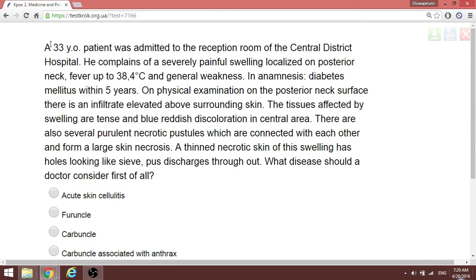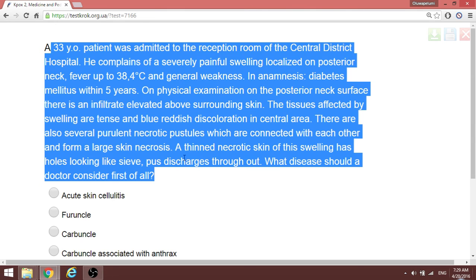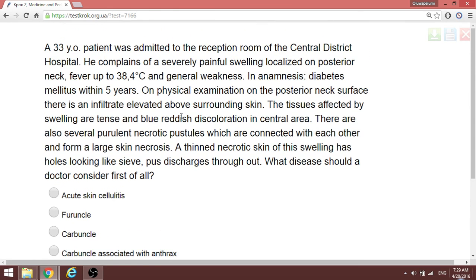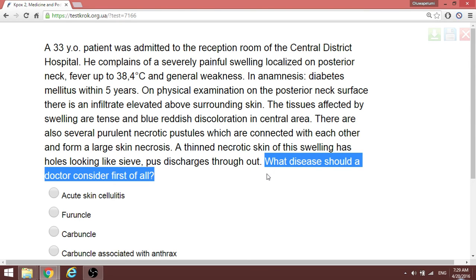See, all these beautiful stories, when we see it in the exam and you see the option, the last question is, what disease should a doctor consider first of all? In fact, a friend advised that when you see long questions like this, it's good you read the last question first so that you can know what is expected, then you start reading the question.